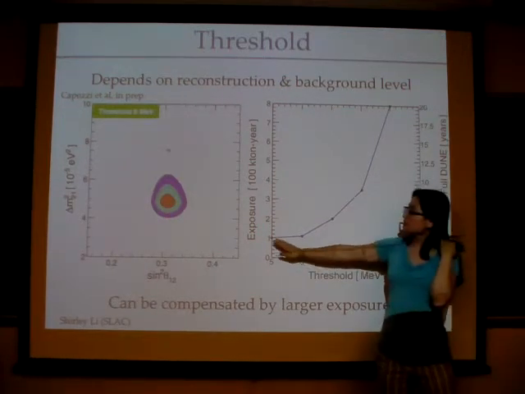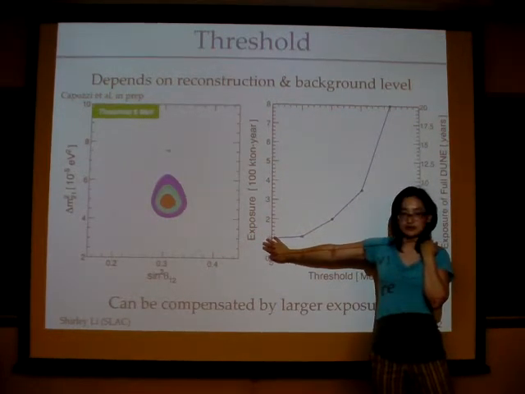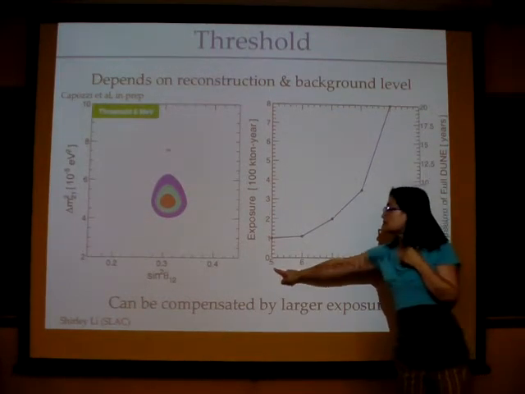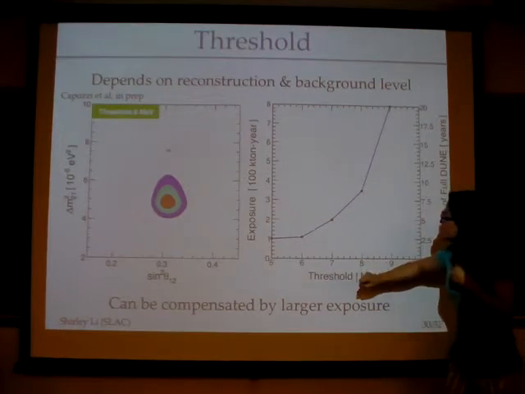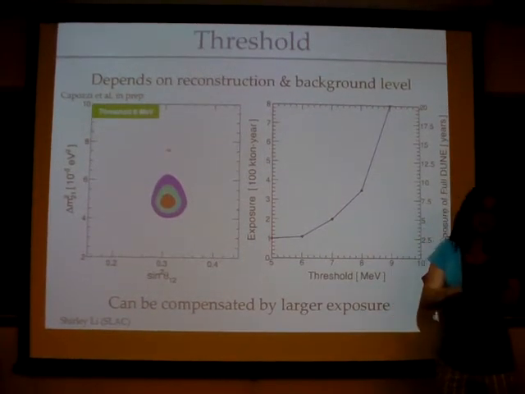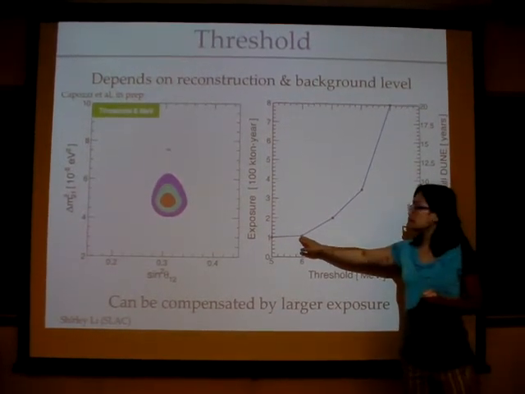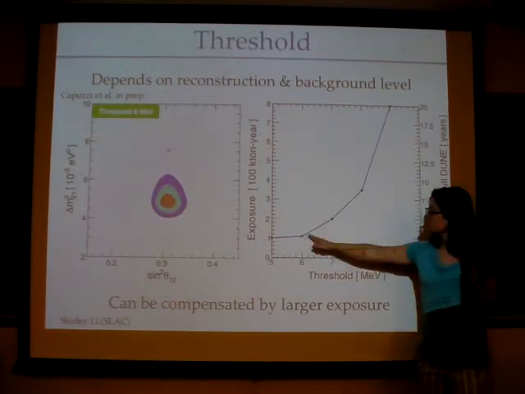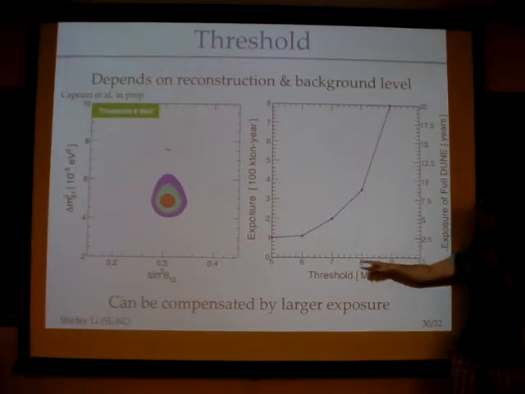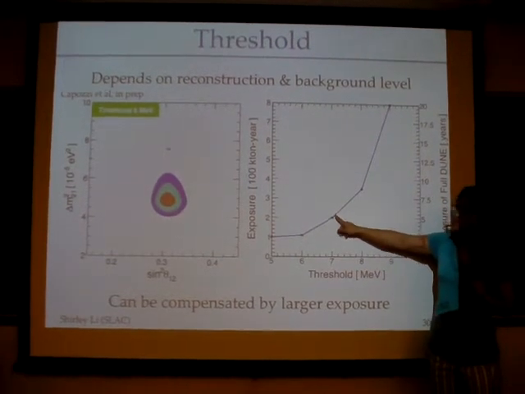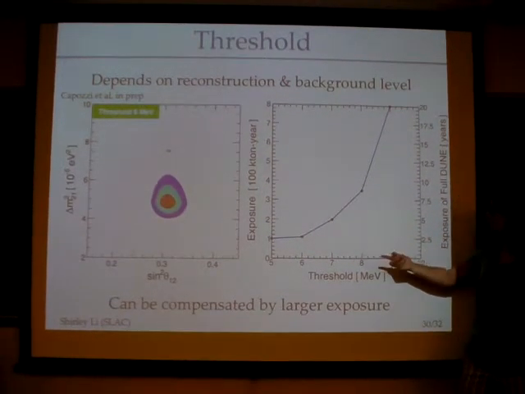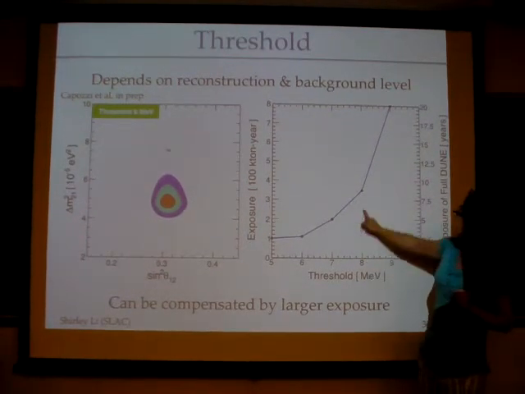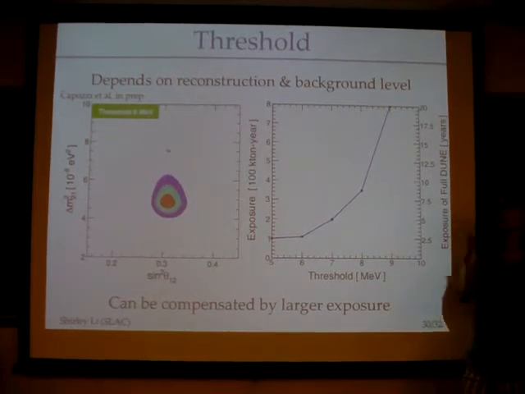So our standard exposure is 100 kton-year, so that is 2.5 actual years of running time. That's if you can reach 5 MeV threshold. If you go to 6 MeV, you basically don't lose much because of the background. It's very close to the effective threshold. If you can only go to 7 MeV threshold, exposure doubles, which is still not too bad because 5 years is quite reasonable. And 8 starts to become the edge.